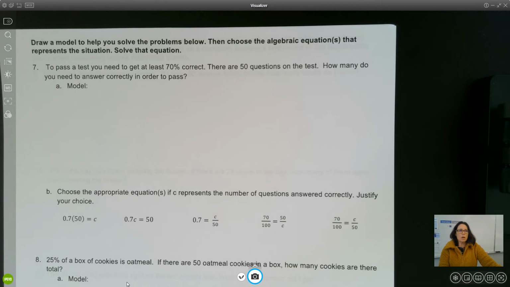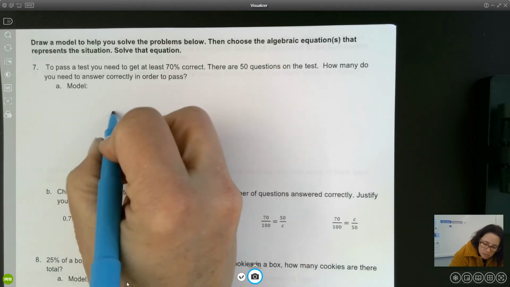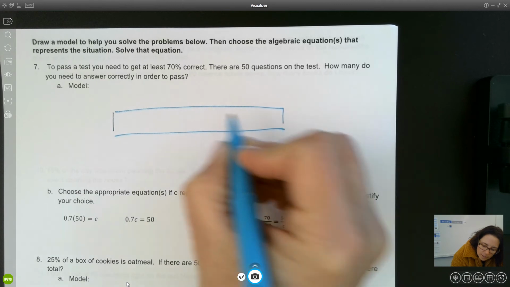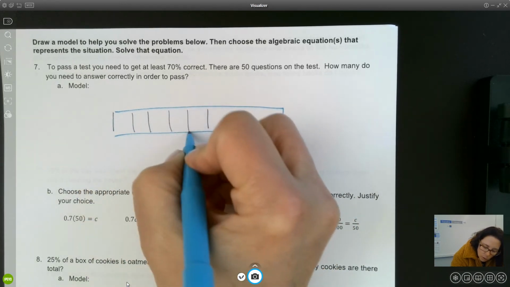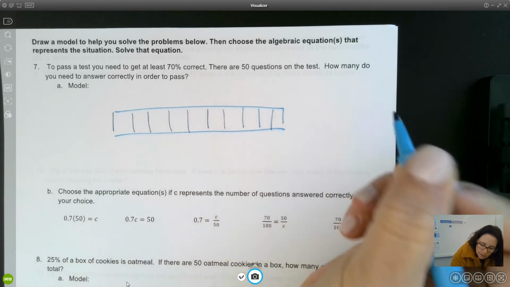Draw a model to help you solve the problems below, then choose the algebraic equations. We're moving on to equations now that represents the situation. Solve that equation. All right, to pass a test, you need to get at least 70% correct. There are 50 questions on the test. How many do you need to answer correctly in order to pass? You did this problem back on, I think, Module 1 final assessment with models. Okay, so 70%, we need 10 boxes. We need 10, so 1, 2, 3, 4, 5, 1, 2, 3, 4, 5.